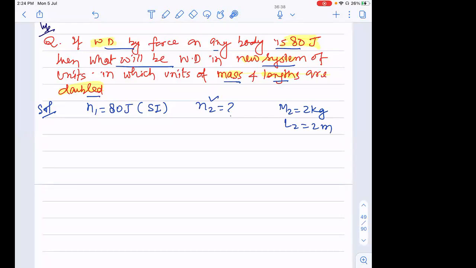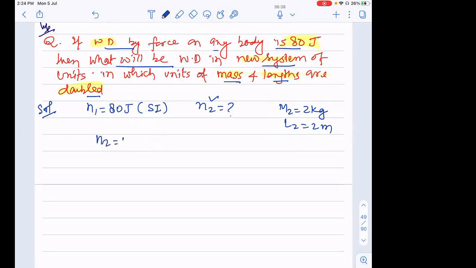ऐसा ही में क्या होता है? N1 में क्या होगा? M1 will be, mass will be 1 kg. ऐसा ही में 1 kg होता है मास का. न्यू सिस्टम में 2 लेना है, डबल करना है. एंड ऐसा सिस्टम में लेंथ विल बी हाउ मच? 1 meter. इसमें 2 लेना है. So this is imaginary system of unit. So write the formula now.